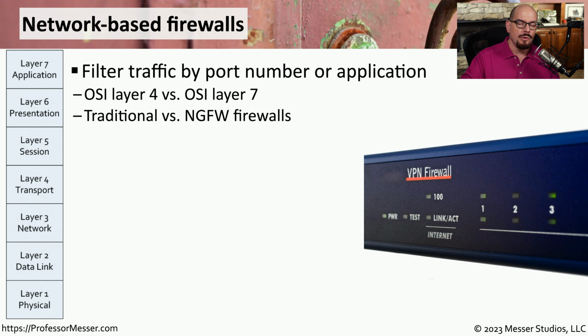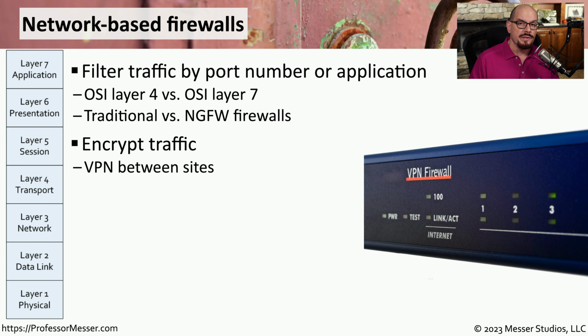A network-based firewall controls traffic through the use of a purpose-built appliance. Traditional network-based firewalls can control traffic based on OSI layer 4, so that would be a TCP port or a UDP port number. More modern next-generation firewalls are able to manage traffic based on OSI layer 7. This is the application layer. So they're able to allow or disallow traffic based on what application is being used over the network.